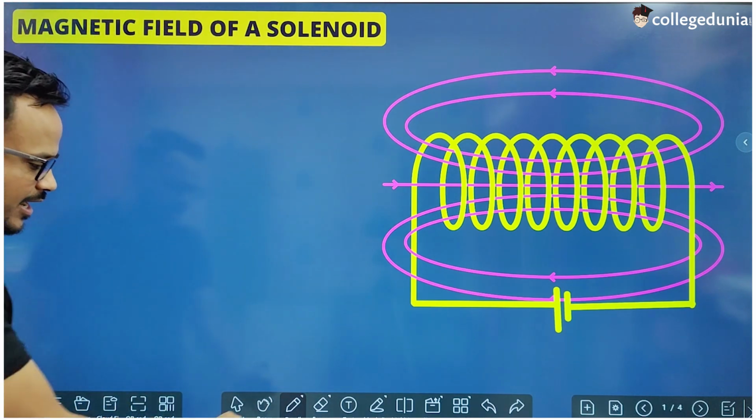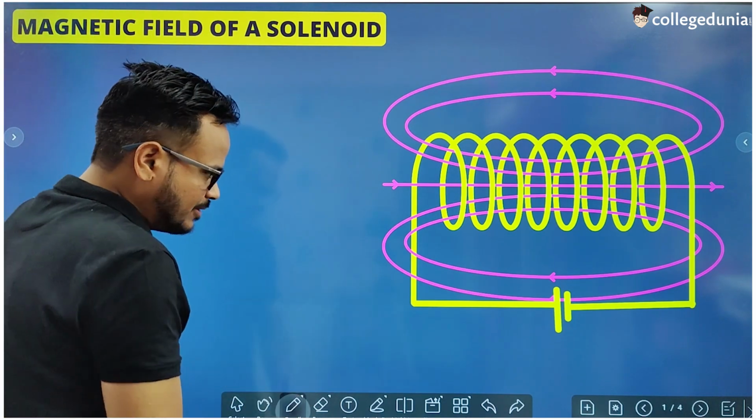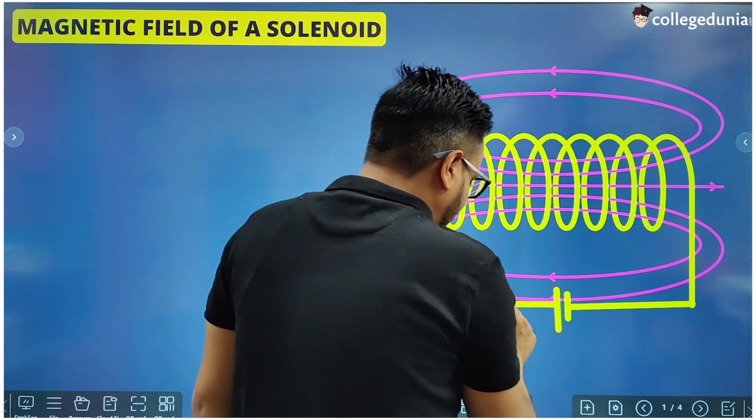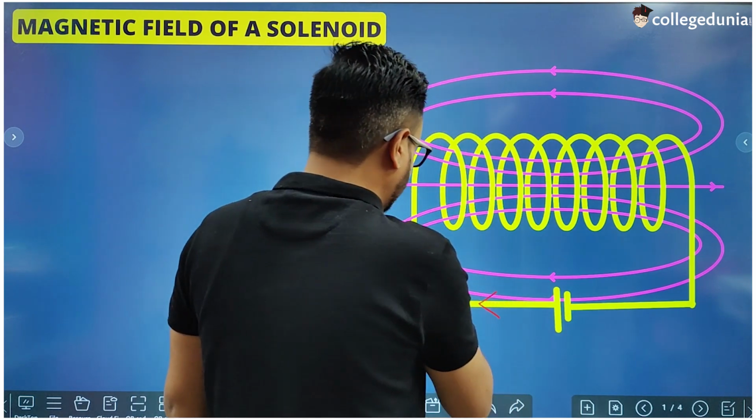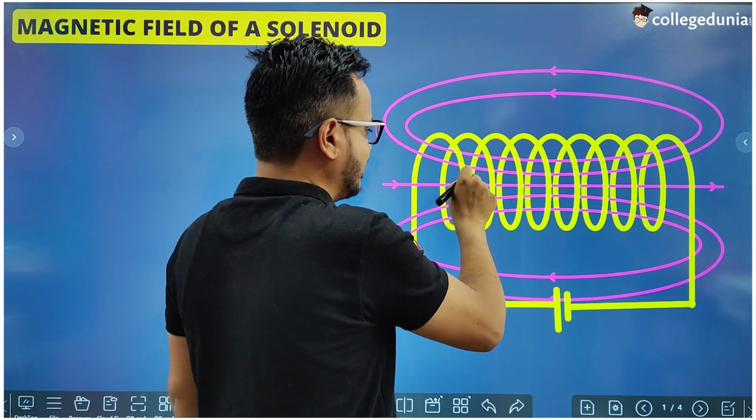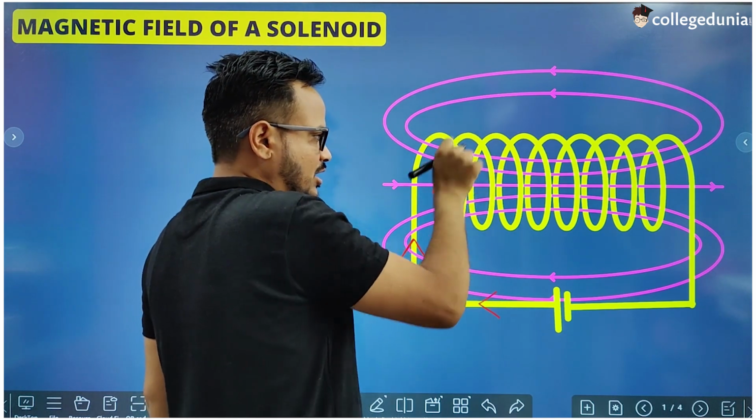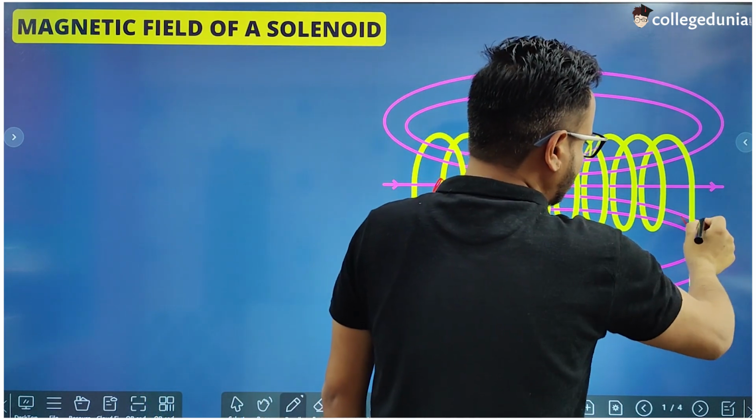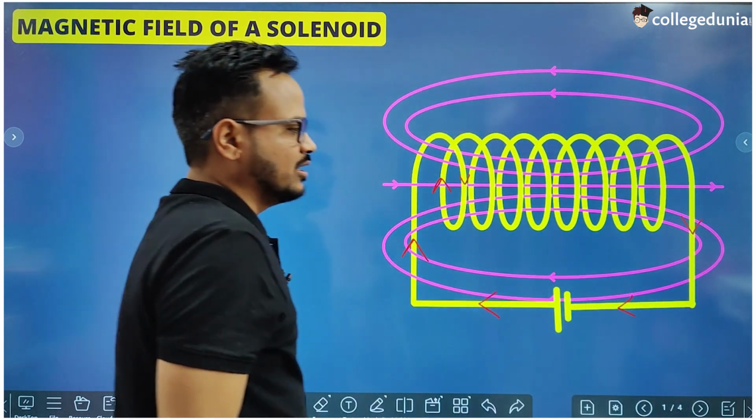So this is a solenoid, and when you connect a solenoid with a cell or a battery, then a current flows through the solenoid, right? This is the positive terminal of the battery, so a current flows like this, it goes like this, and then this, and in this manner current comes back from here like this.